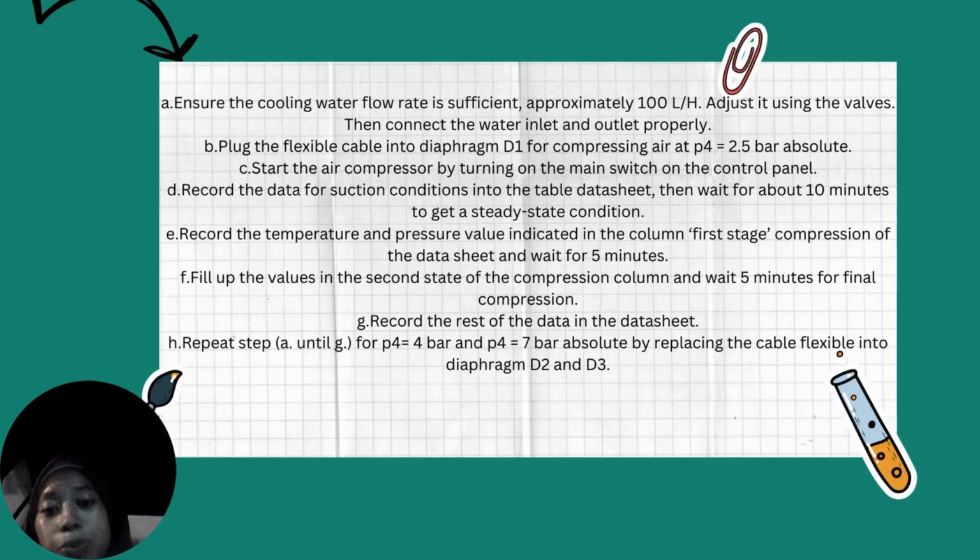Okay, so this is the procedure of the two-stage air compressor experiment. Firstly, ensure the cooling water flow rate is sufficient, approximately 100 liters per hour. Adjust using the valve. Then connect the water inlet and outlet properly. Then plug the flexible cable into diagram D1 for compressing air at P4 equal to 2.5 bar absolute.